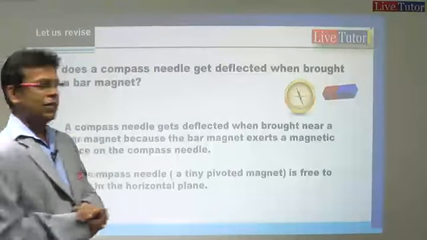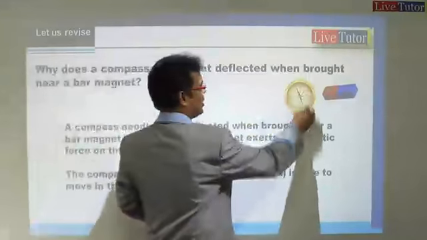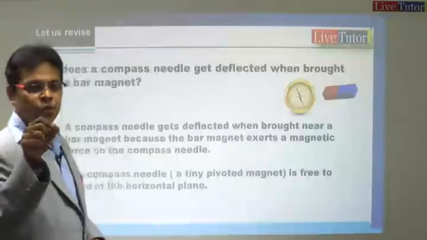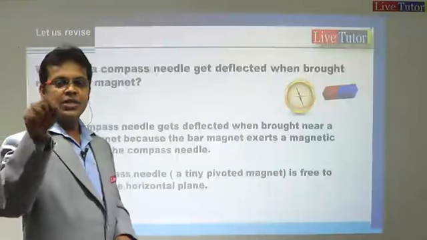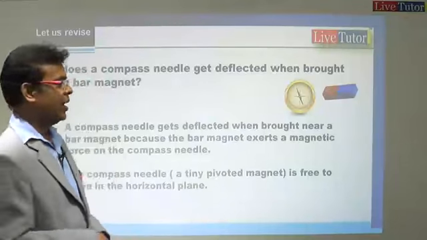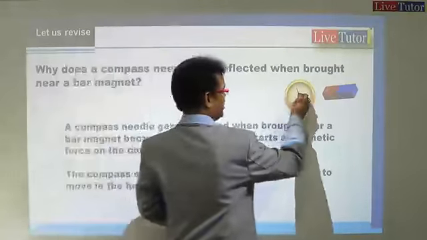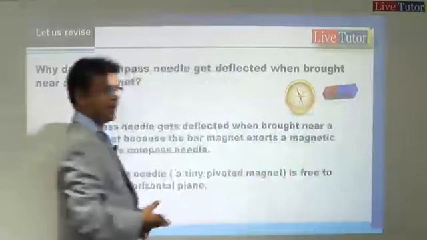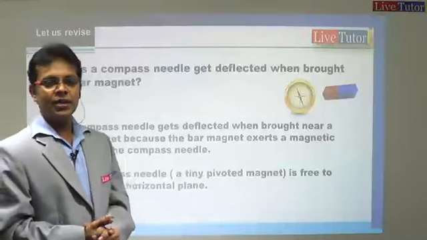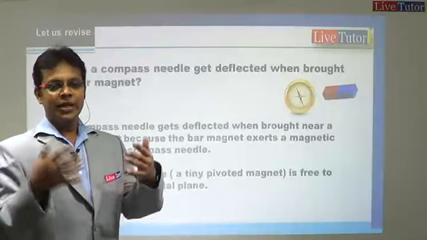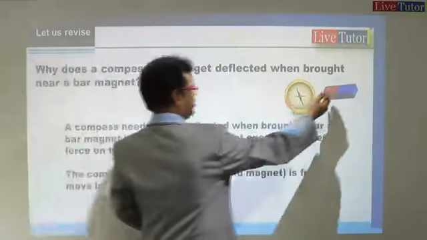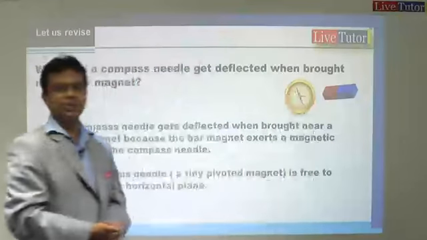Actually, we know that the magnetic compass also has a small magnet which is pivoted. Pivoted means it is hinged at the center, and it is free to rotate. Now there are two magnets: one small magnet here, and a bar magnet. So when two magnets are there, naturally what will happen? There will be interaction between the two magnetic fields. So this magnet will have an influence on this magnetic compass.